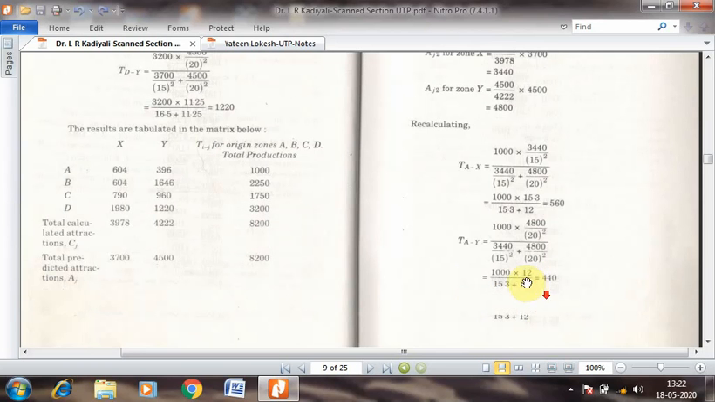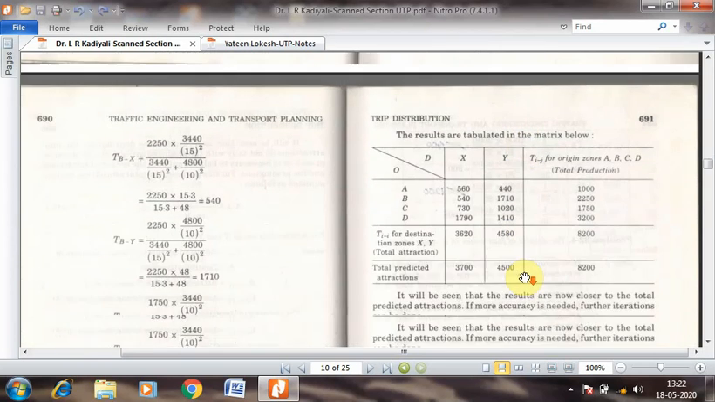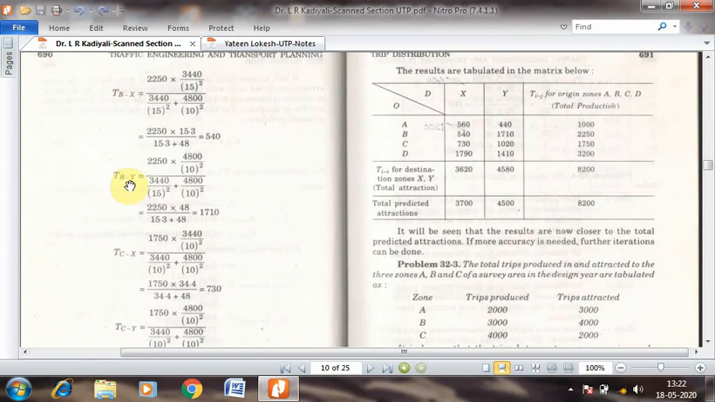So you will be resolving these contents, and then you will be getting a solution for ta to x. So ta to x is 560, ta to y is 440. On similar grounds you will find tb to x, tb to y with the new adjusted factors. So these are the adjusted factors, 3440 and then 4800. Okay, these are the new adjusted factors. All other things will remain the same.